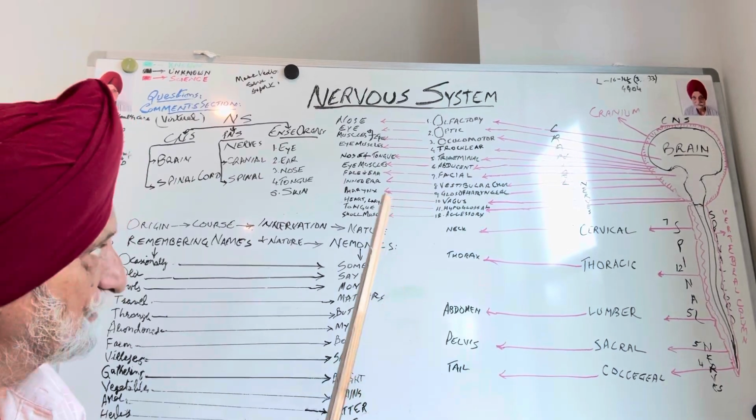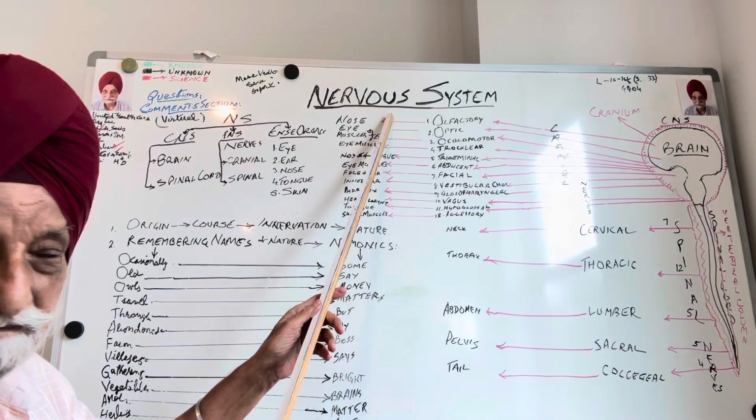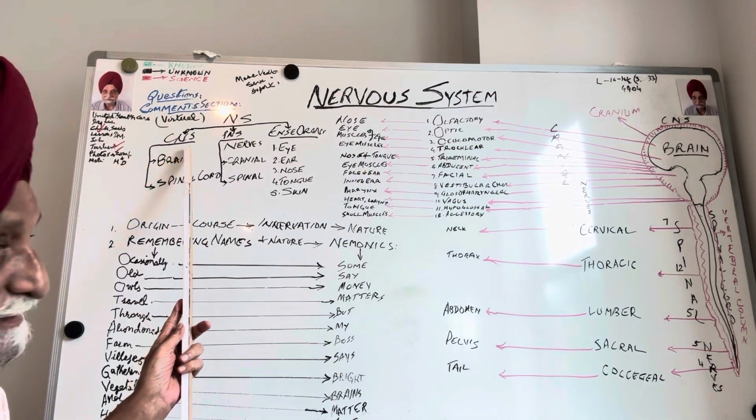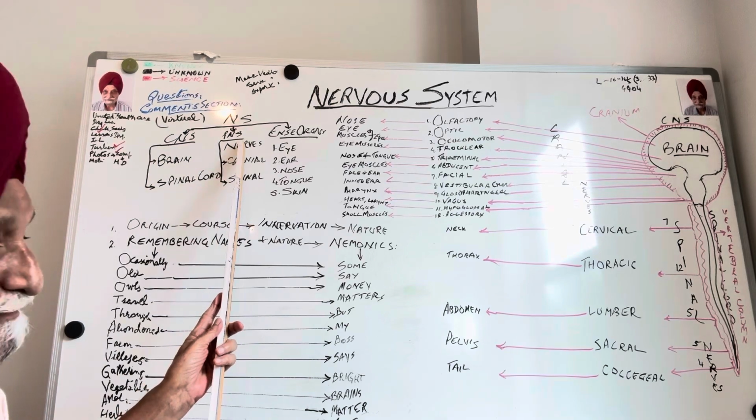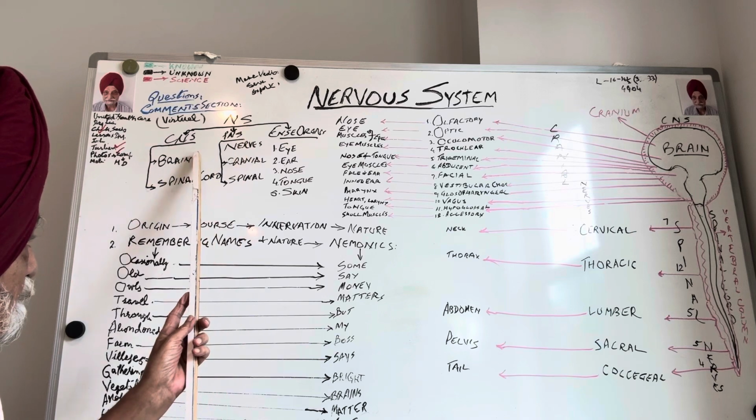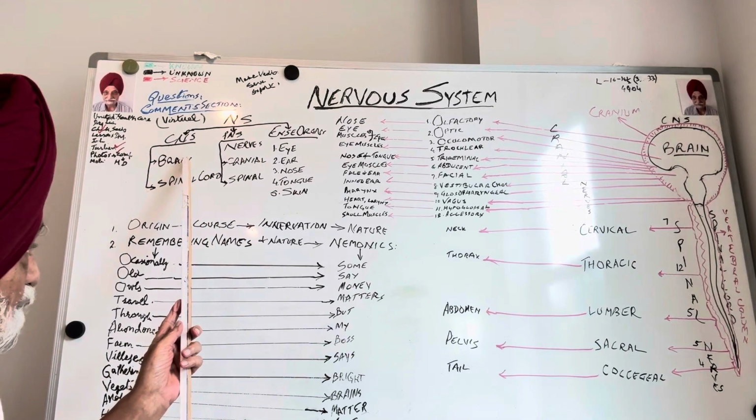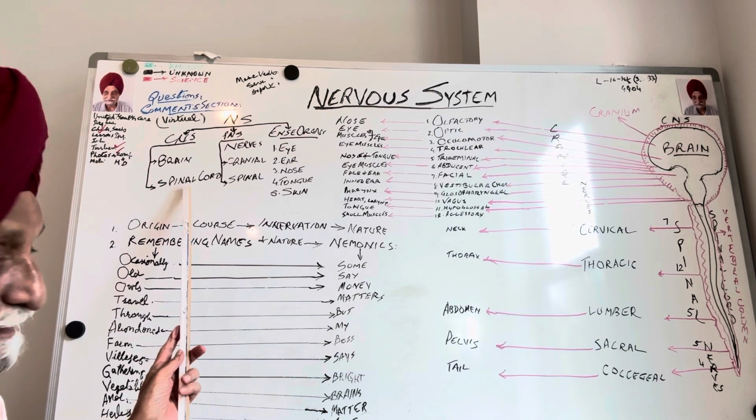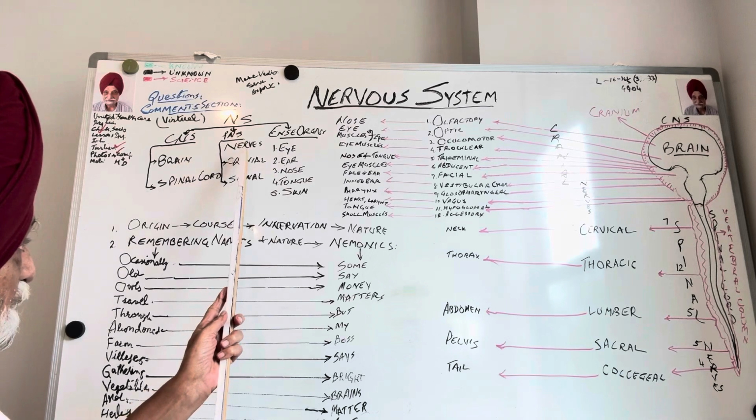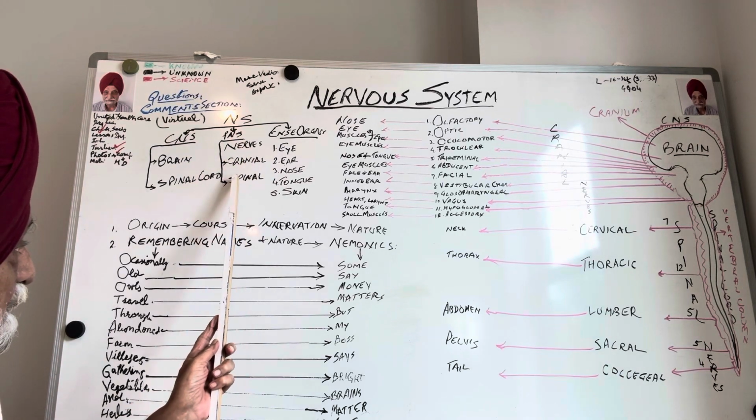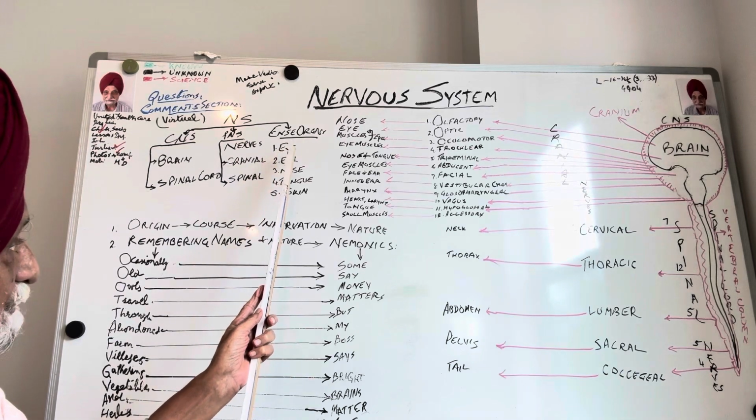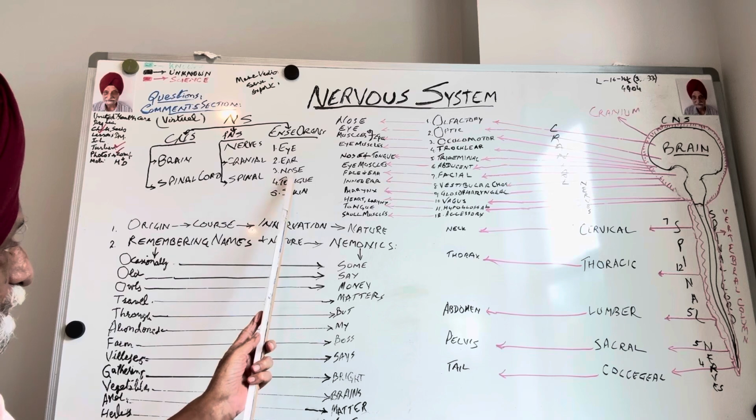You remember we were dealing with the nervous system, which is divided into three parts: the central nervous system, the peripheral nervous system, and the sense organs. The central nervous system consists of two portions, brain and spinal cord. The peripheral nervous system consists of peripheral nerves, that is cranial nerves and the spinal nerves. And the sense organs: eye, ear, nose, tongue and skin.